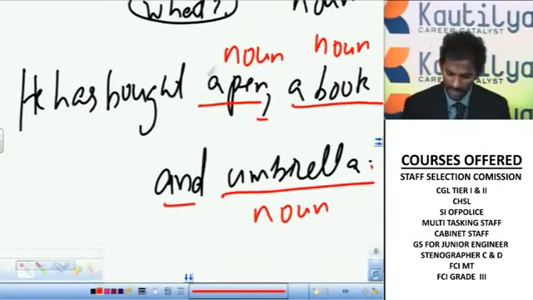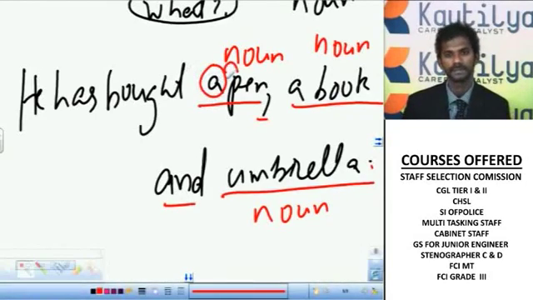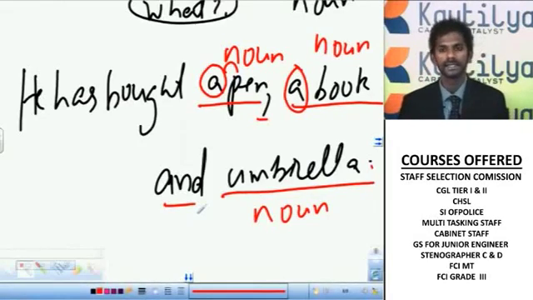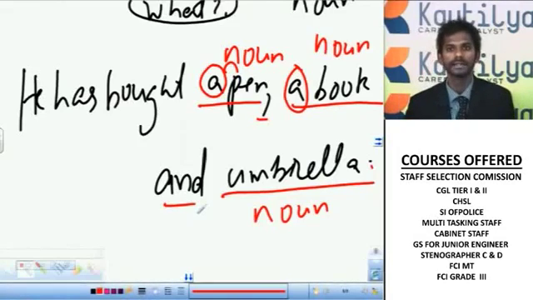Now the first idea is a pen. Here we have an article to refer to the first idea. Second idea is a book. We have an article to refer to the second idea, right? Is there any article to refer to the third idea? No. There are articles to refer to the first idea and the second idea. There is no article to refer to the third idea. That means the first 2 ideas are having equal importance, whereas the third idea is not having the same importance as the other 2. Clear? So in this sentence there is no parallelism.